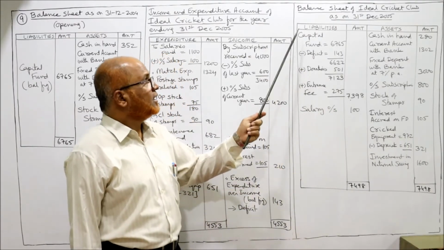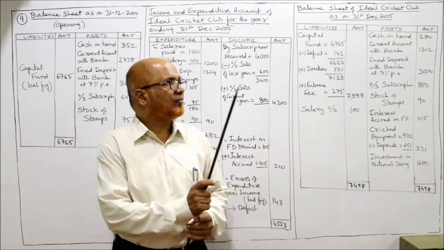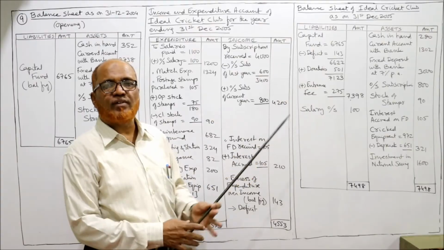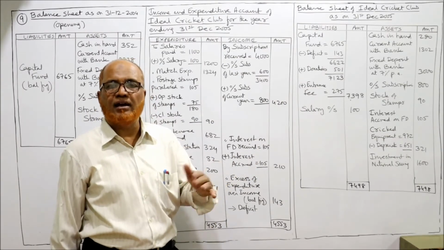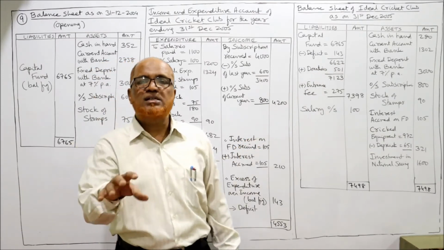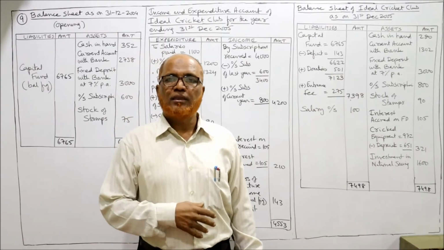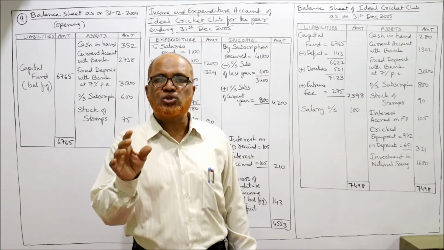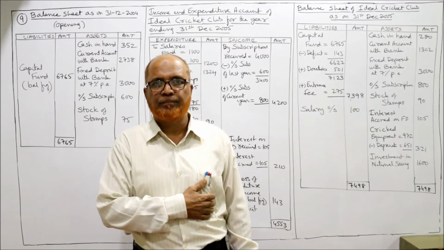Now liability side, capital fund, we have already calculated opening capital fund 6765. From this 6765 first we deduct deficit. 143 deficit, surplus रहा तो add करेंगे, deficit रहा तो minus करेंगे, minus कर दिए 6622. Now it is given in the problem that according to the bylaws of the club, the donation and entrance fees should be credited to general fund. It is given in the bottom.